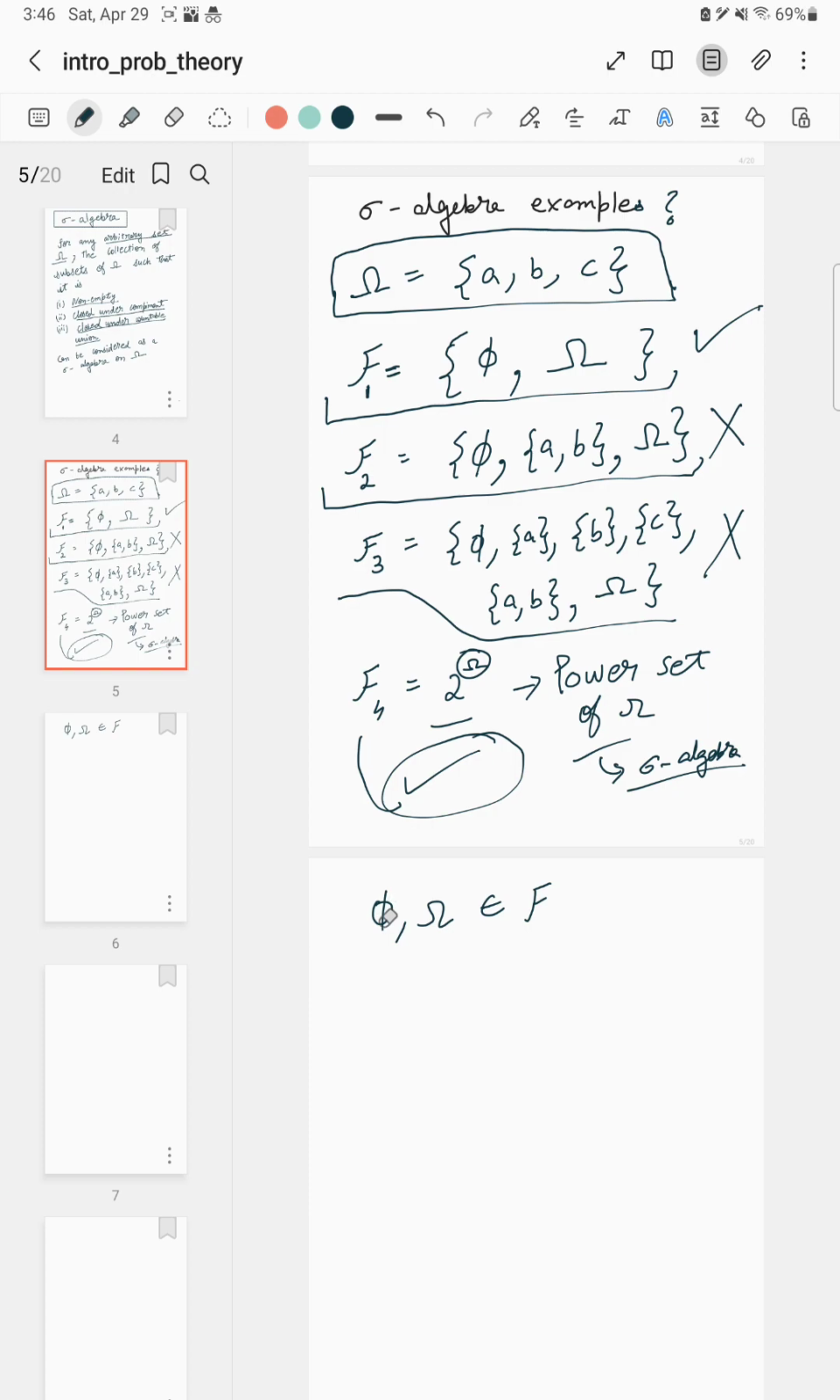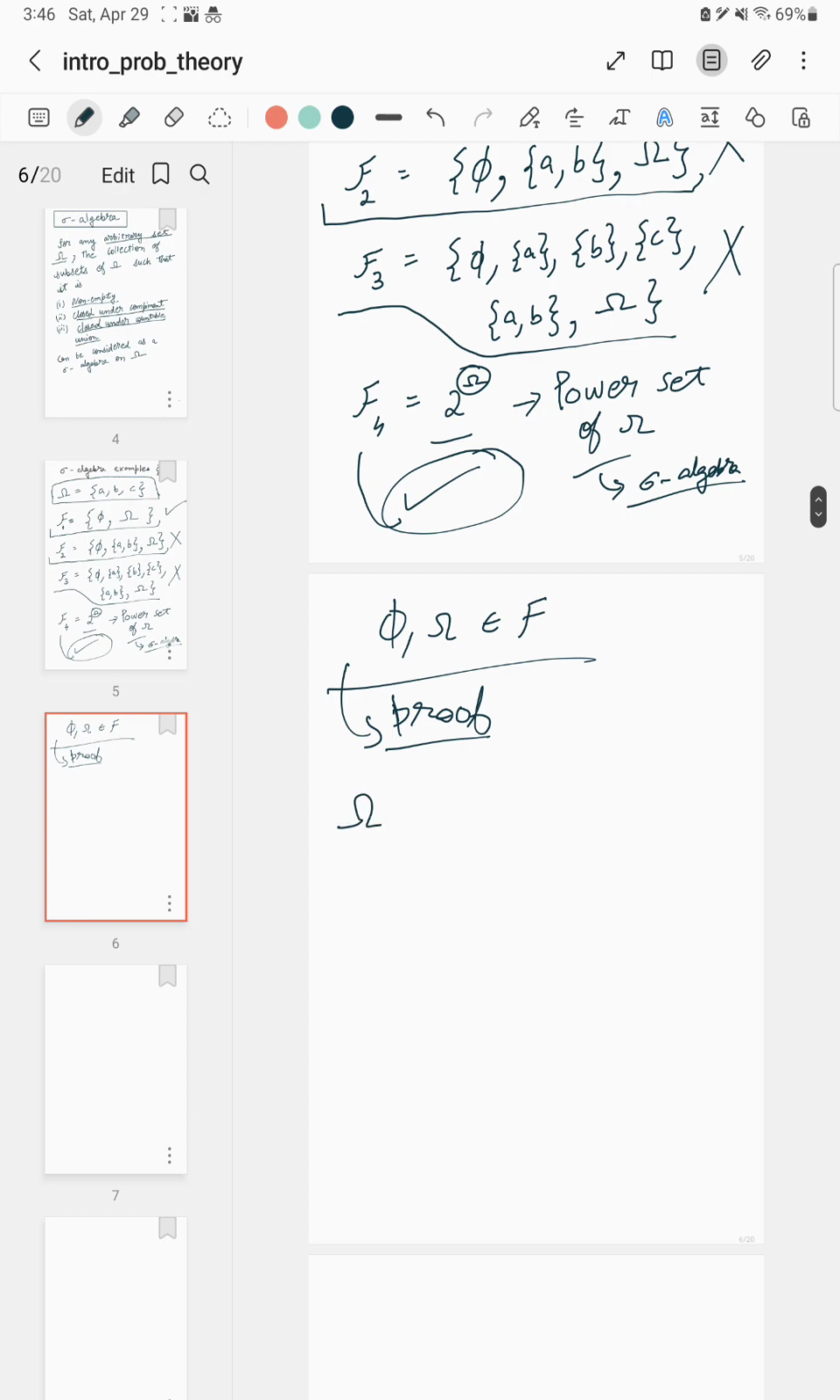So let's say we have some arbitrary set omega. Proof of this: let's say we have some arbitrary set omega which contains some elements, and we want to form F, a sigma algebra on omega. So the first condition is that F should be non-empty. So it should contain at least one subset of omega.